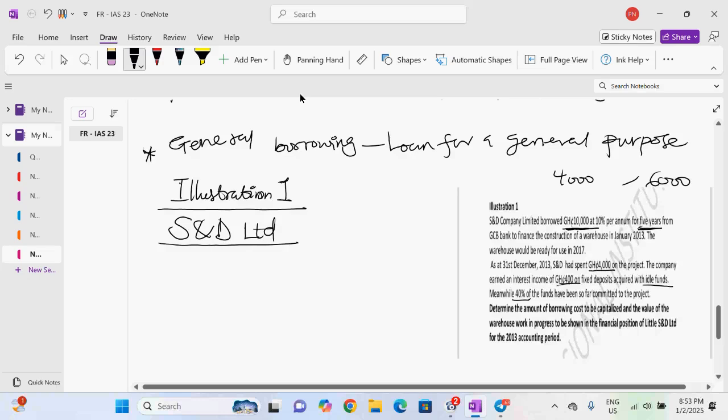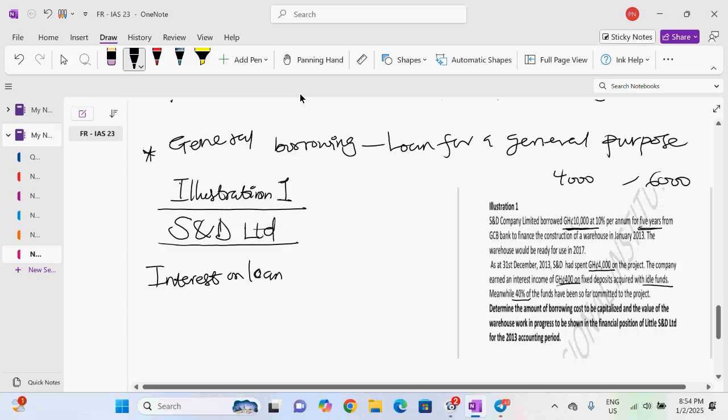And the rule is that a borrowing cost is an expense, right? If you generate an additional income from somewhere, you have to use the additional income to reduce the cost, because the borrowing cost is an expense for the company. So if you are generating income, you reduce it. You use the income to reduce the cost so that the remaining cost would be capitalized, right? So here, what is the interest on the loan?